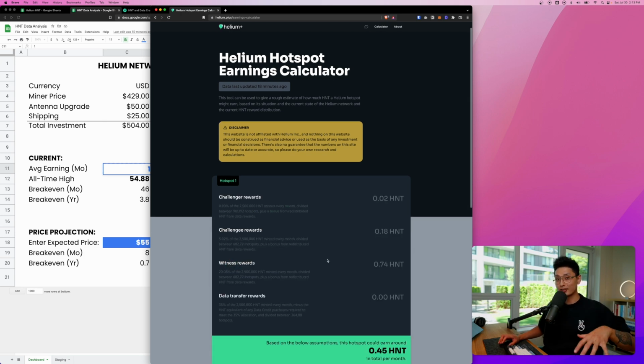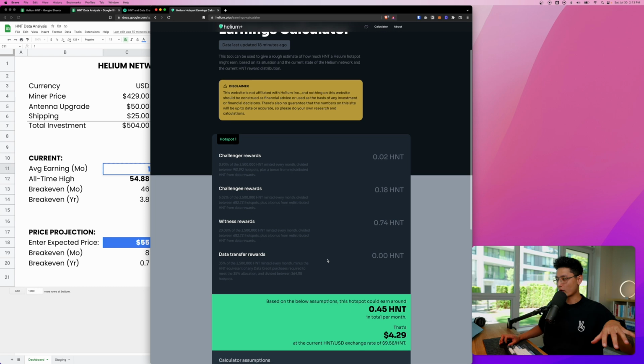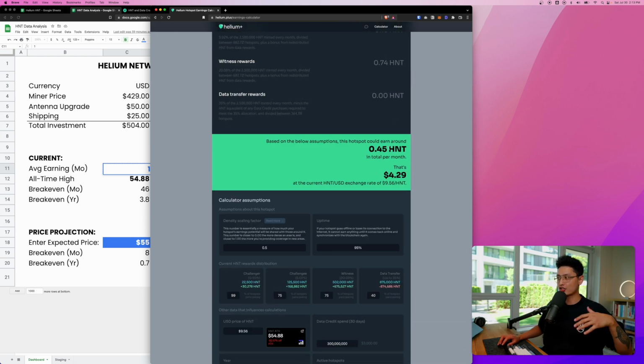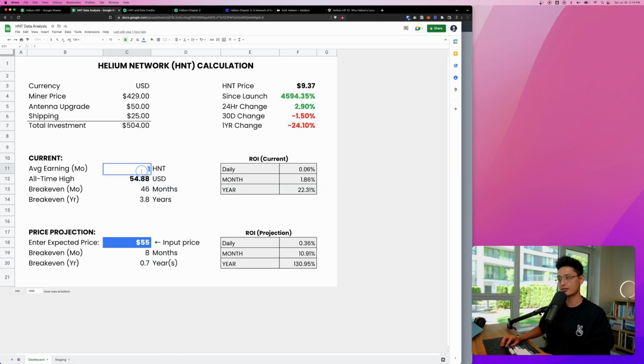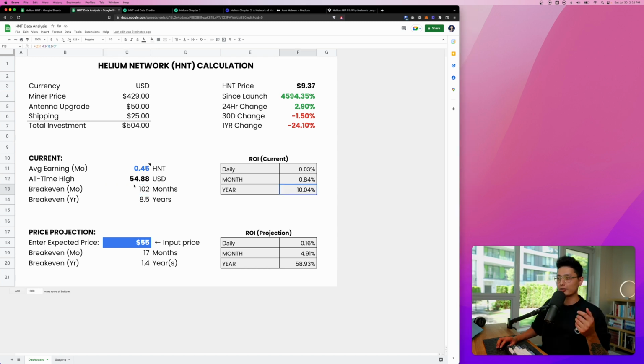Based on the current mining situation of the entire network, we can earn about 0.45 HNT token per month. This is pretty accurate, to be very honest, because I have a few Helium miners deployed, and they're pretty close to this number. The good ones are probably going to double it. I'm going to show you guys a couple of miners that I found. So let's punch in here 0.45. The all-time high of HNT is 54.88, close to $55 USD. This happened this year. If you're getting a Helium Miner and want to break even, from the calculation, it takes you 8.5 years to break even.